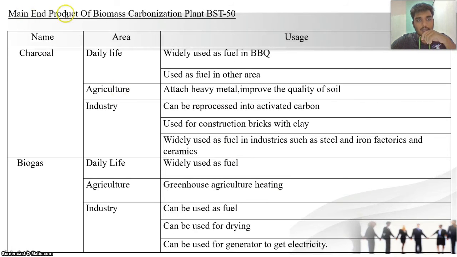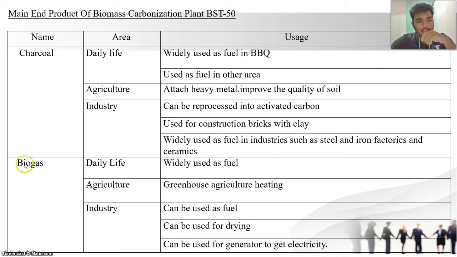And then we're going to see the main end product of biomass carbonization plant BST50. So the main products are charcoal and biogas. Charcoal is used in daily life, widely used as a fuel in BBQ, and then agriculture. And then for daily life also, it is used as a fuel in other areas. For agriculture, it attaches heavy metal and improves quality of soil. And in industry, it can be reprocessed into activated carbon, used for construction bricks with clay, widely used as fuel in industries such as steel and iron factories and ceramics.